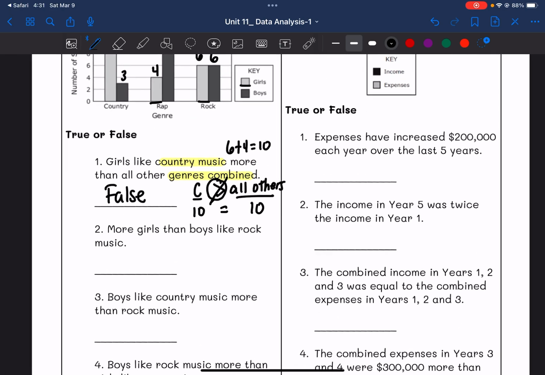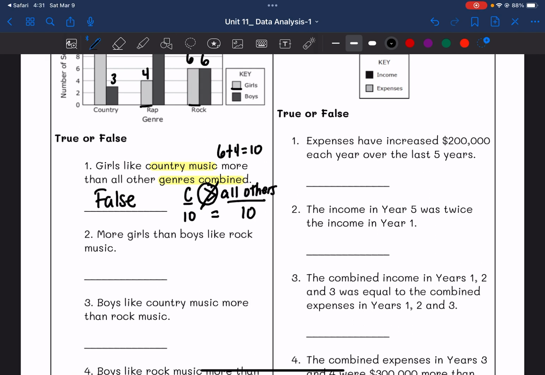Let's continue on to the next question. More girls than boys like rock music. The category we're looking at is rock, but we are comparing what girls and boys like. So I'm going to write girls rock more than boys rock. For rock, there are 6 girls that like rock and 6 boys that like rock. Again, I'm circling the comparison. This is also false because they are actually equal.